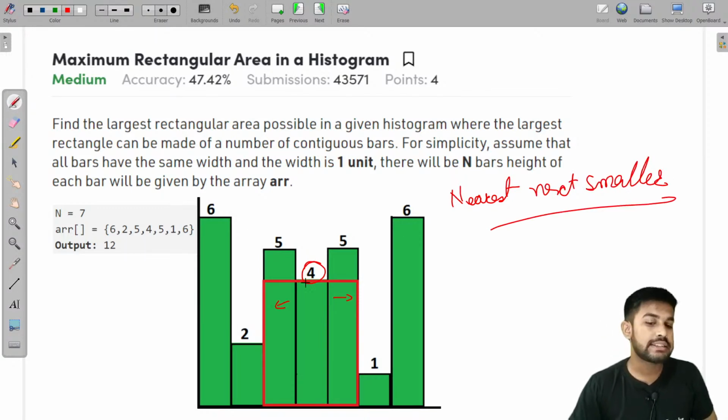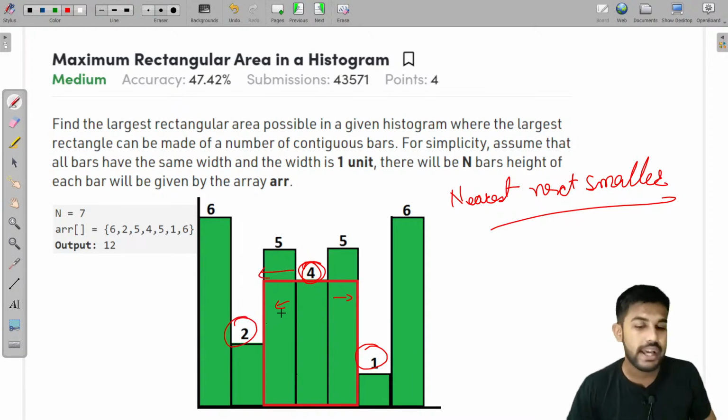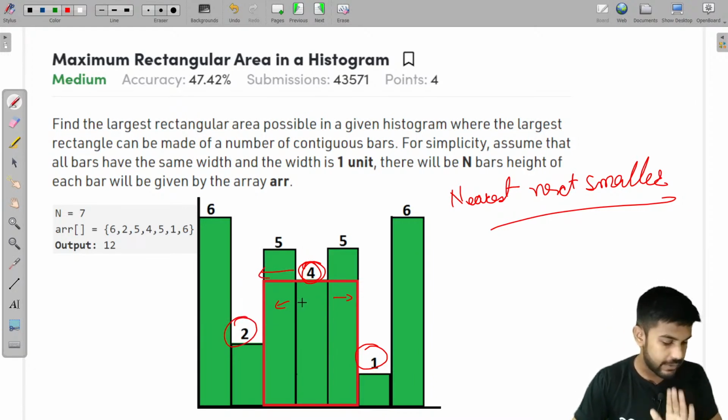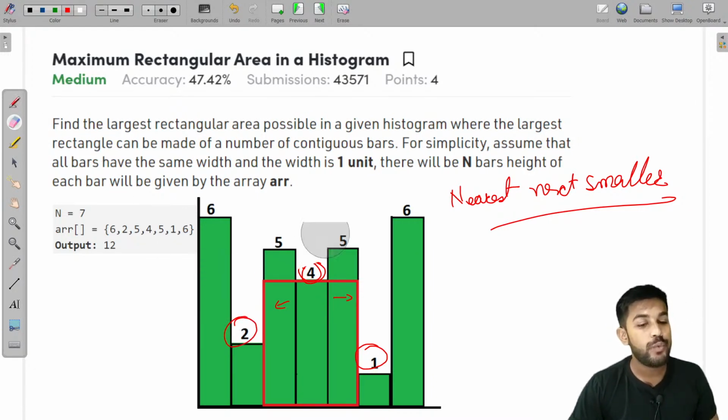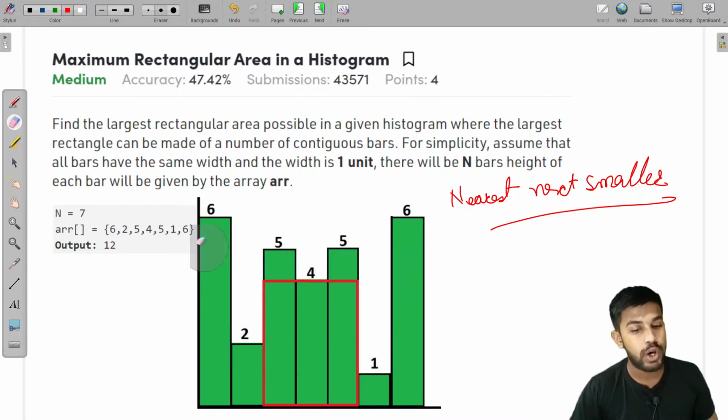Nearest next smaller means that suppose this is 4. 5 is greater, so this won't count. Then 1 is less than 4, so this would count. Now moving to this side, how far can we go? 5 won't contribute and 2 is less than 4, so we can say that. Okay, so now we need to find the nearest smaller element.